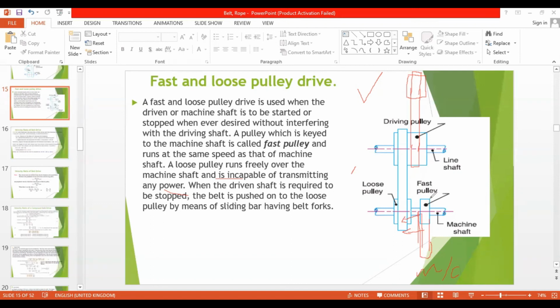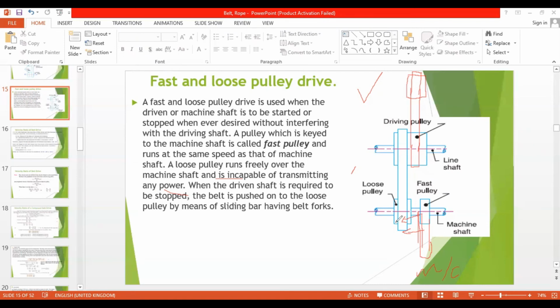So if I want to stop the work without doing anything with the driving pulley, what will I do? I move this belt from here to here, right? So now this may rotate, but work will not be done. If we need it again, maybe after lunch break or something, if they are coming for work again, then they will move it from here to here back, right? Then again the work would be started, right? So a loose pulley runs freely over the machine shaft and is incapable of transmitting any power, right? This is not going to transmit any power since it is not connected with the machine.